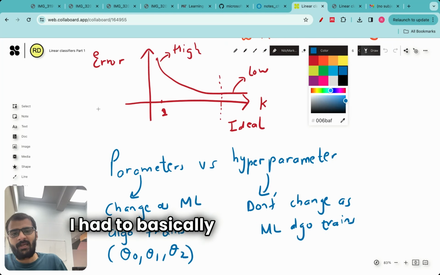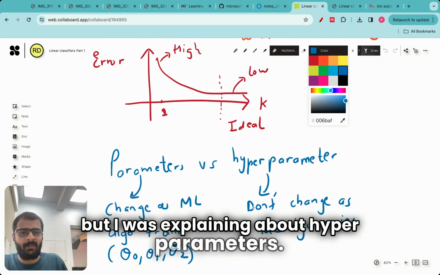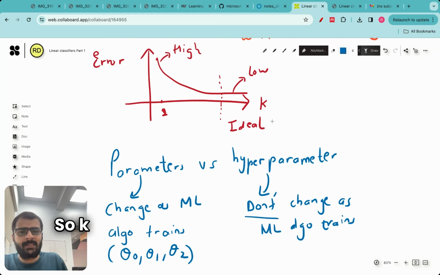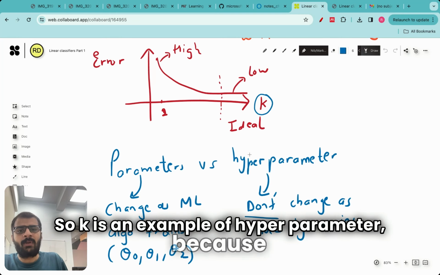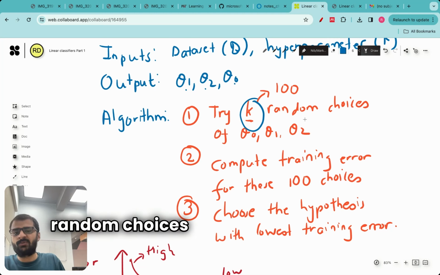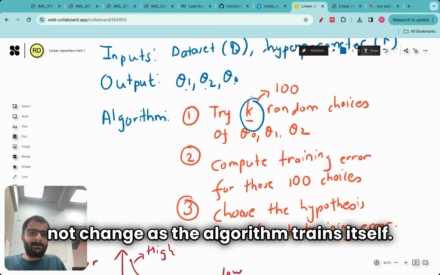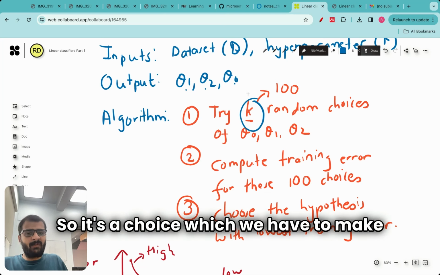Right, I had to reload this screen again. But I was explaining about hyperparameters. So K is an example of a hyperparameter because this parameter K, which is the number of random choices we are going to try, does not change as the algorithm trains itself. So it's a choice which we have to make beforehand.